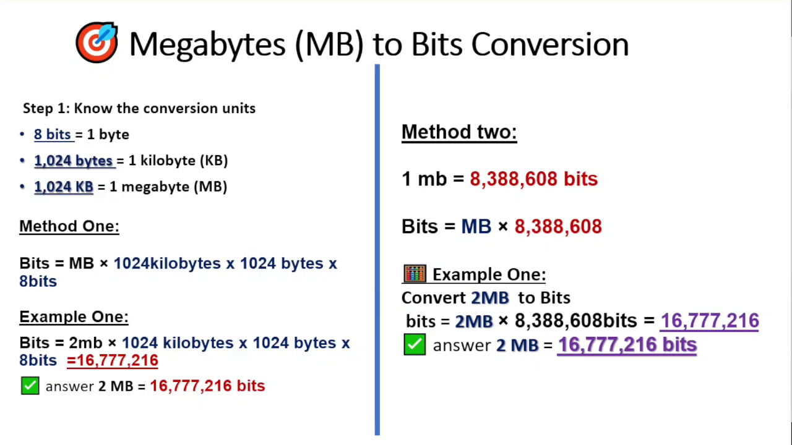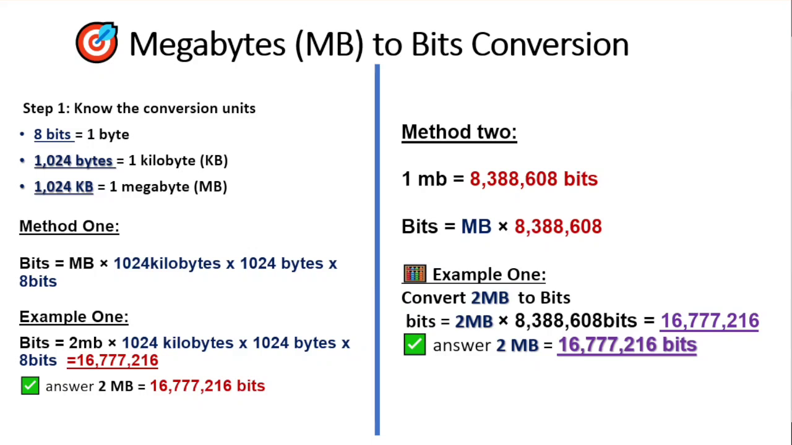Now, converting from megabyte to bit, like we said earlier, when you're converting from the big unit, you multiply. So we already know our conversion unit. 8 bits is equal to 1 byte, 1024 bytes is equal to 1 kilobyte, and 1024 kilobytes is equal to 1 megabyte. So now I have two methods.